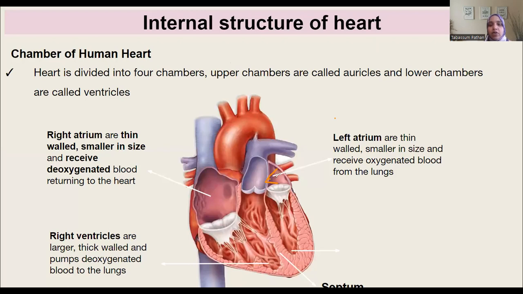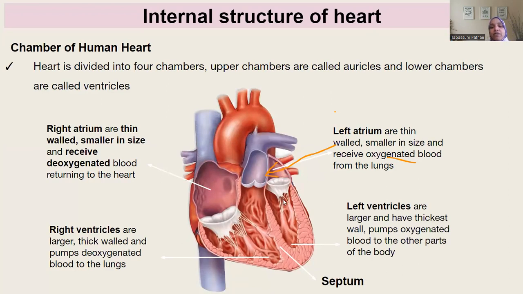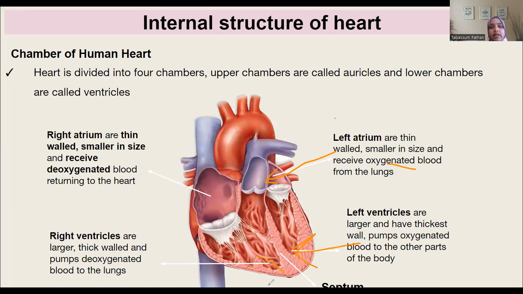So this is about the right atrium and the left atrium: the right auricle receiving deoxygenated blood, and the left auricle receiving oxygenated blood from the lungs. Now, since the left auricle is receiving oxygenated blood, the left ventricle will also get the oxygenated blood. It will pass down, and now this left ventricle will pump it to the other parts of the body. It will give it to the aorta, and the aorta will pump it to different parts of the body. This is the left ventricle, and this is the right ventricle.